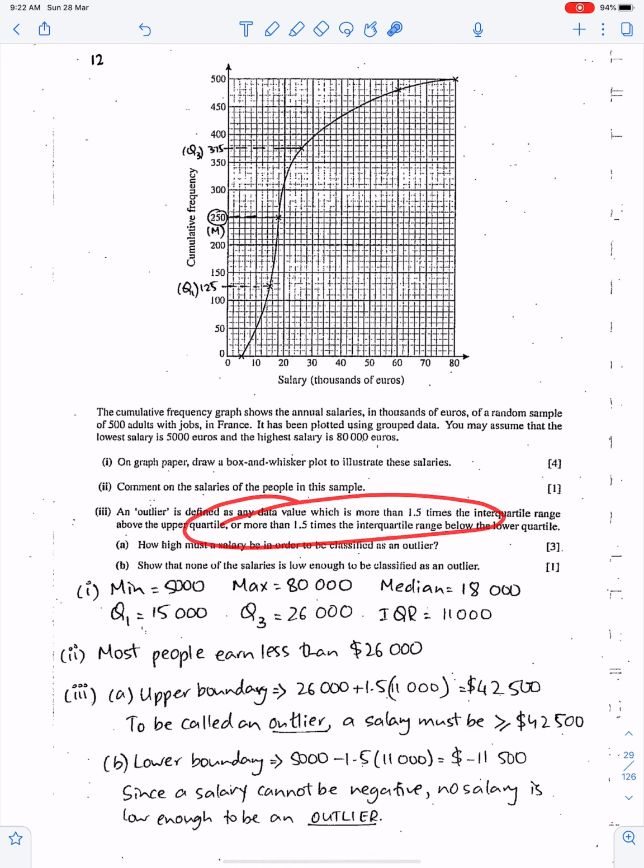It's mentioned here. So how high must a salary be in order to be classified as an outlier? So first check the upper boundary. The upper boundary is 42,500. So to be called an outlier, our salary must be greater than or equal to 42,500. Must be greater than, to be on a safe side.